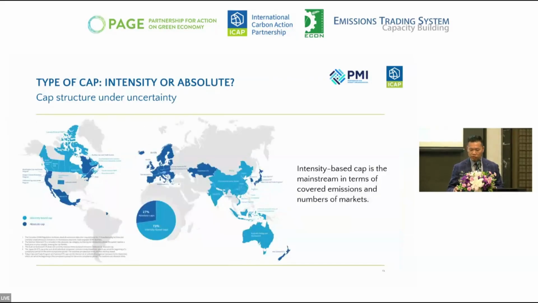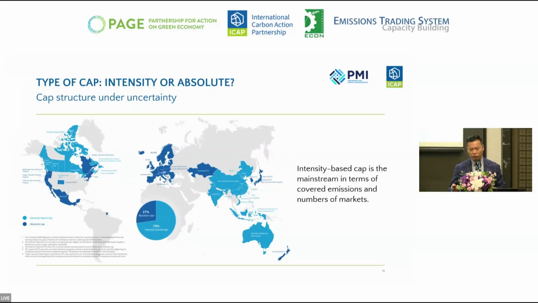So this figure is from the latest ICAP status report that launched last month. It shows the dark blue are the jurisdictions using absolute cap, and the light blue are the jurisdictions using intensity cap. And we can see from the covered emission, the absolute cap only covers 27% of all these ETS. And 73% of emissions are covered by intensity cap. Of course, one major reason is China and India. These two big emitters are using intensity cap.